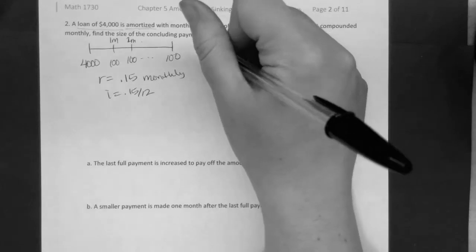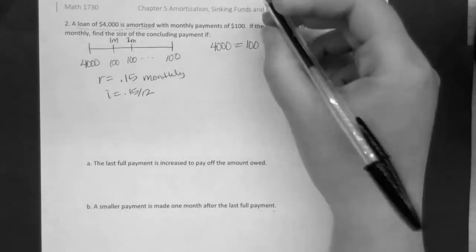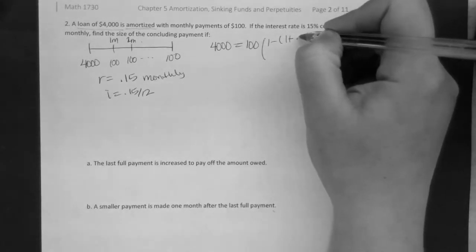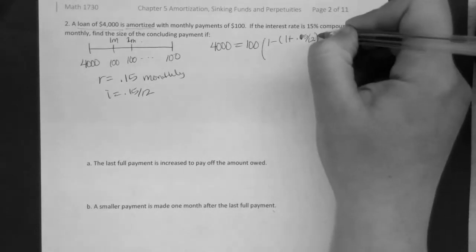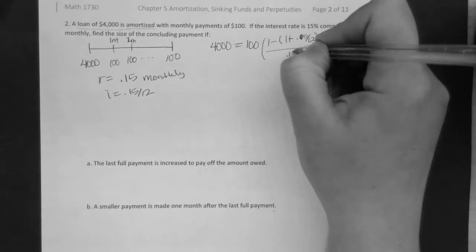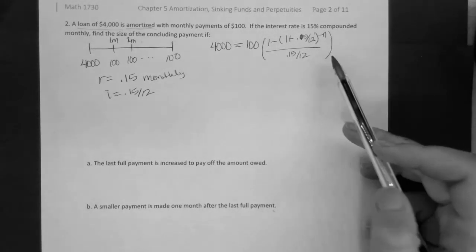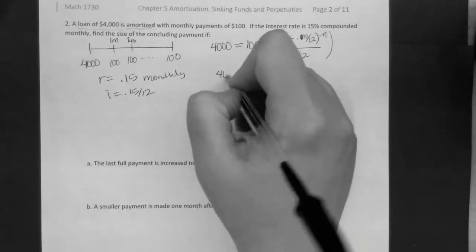So we're going to take 4,000, and that's our loan. It's going to be equal to 100 times 1 minus 1 plus 0.15 over 12 to the negative n over 0.15 over 12. So again, we're trying to find n here. First step, divide by 100. 4,000 divided by 100 gives us 40.